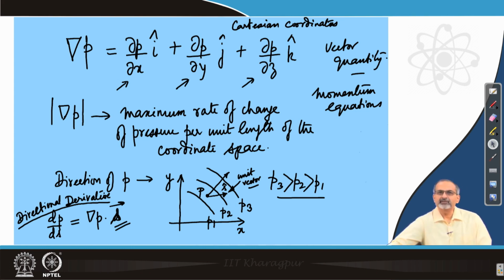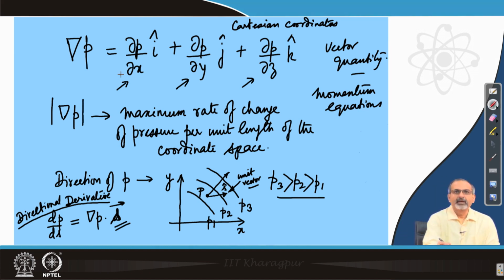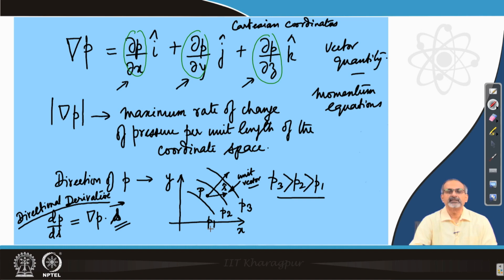So, we have the three components of the vector grad P, and we see that there is a pressure gradient, which is a scalar, associated with the respective unit vectors along the three directions, and these pressure gradients occur in the momentum equations of fluid flow. Whether you have viscous flow equations or inviscid, they will always be present. If you take the modulus of the gradient of pressure, you get the maximum rate of change of pressure per unit length of the coordinate space.